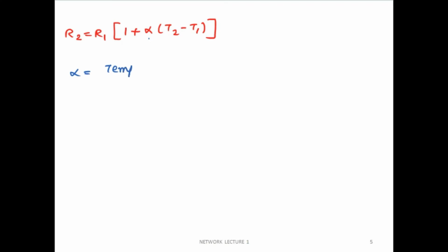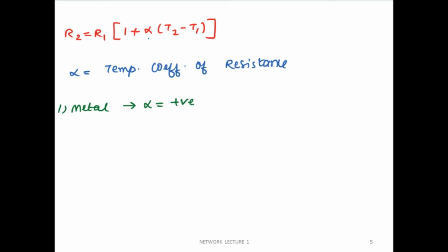Alpha, the temperature coefficient of resistance, is material dependent. If the material is a metal, alpha is positive, which indicates that the metal has PTC. PTC is positive temperature coefficient of resistance. It means if the temperature increases, the resistance value will increase. So metal comes under the category of PTC, and that's why its alpha value is positive.